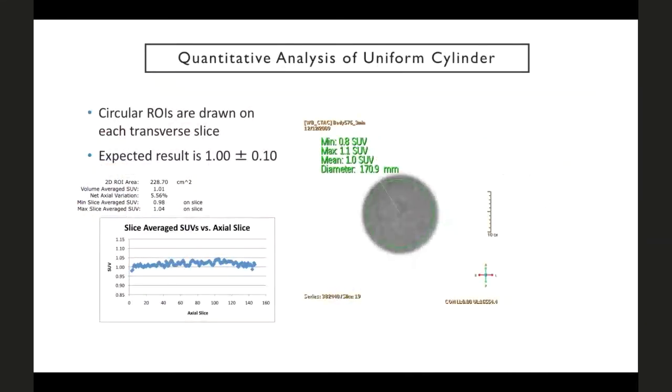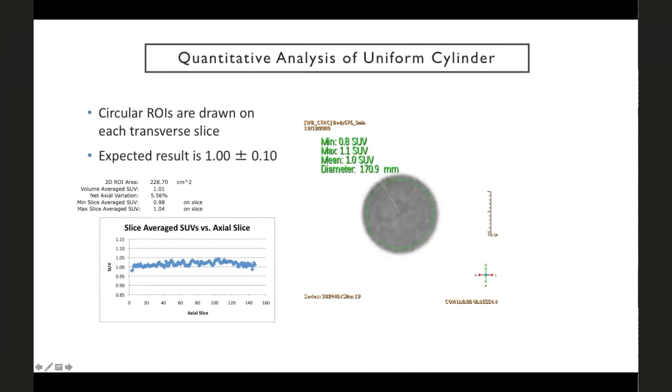But then we also do a quantitative analysis. We put a region around the cylinder in each axial slice, and we look at the average SUV in that region, and we plot it from one end of the cylinder to the other. The value that we want, as I had mentioned before, is 1.0. But the value that we will accept as being good enough is between 0.90 and 1.10. We can track this over time.